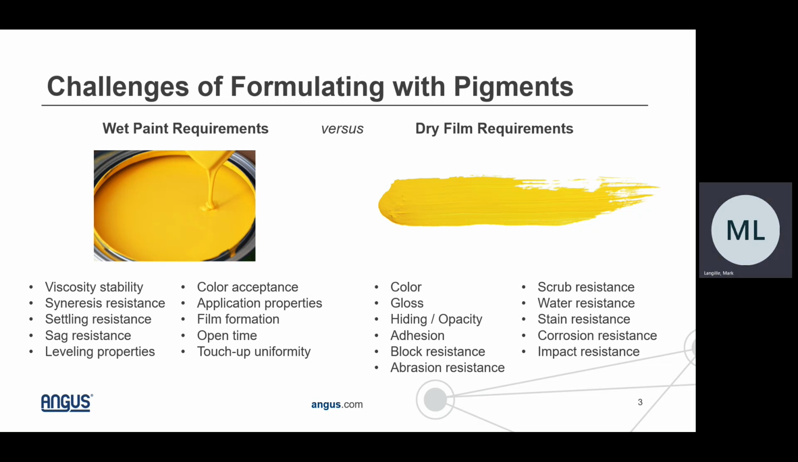On the other hand, you need dry film properties that meet all of the protection requirements of the coating. That includes the right gloss and color and various resistance properties. And most typically, unfortunately, it's the case that most formulation strategies that are good for wet paint properties may not necessarily be beneficial for dry film properties, or vice versa.